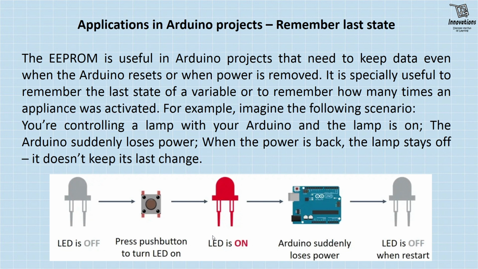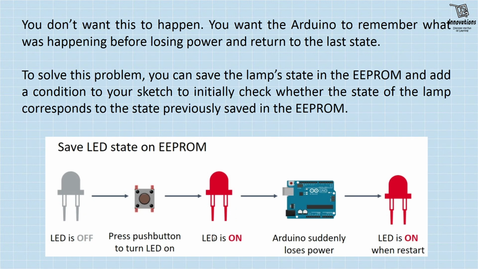For example, imagine the following scenario. You are controlling a lamp with your Arduino and the lamp is on. The Arduino suddenly loses power. When the power is back, the lamp stays off. It doesn't keep the last change. But you don't want this to happen. You want the Arduino to remember what was happening before losing power and return to the last state.